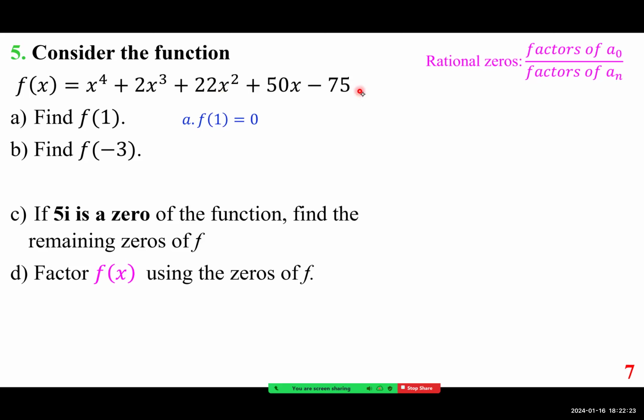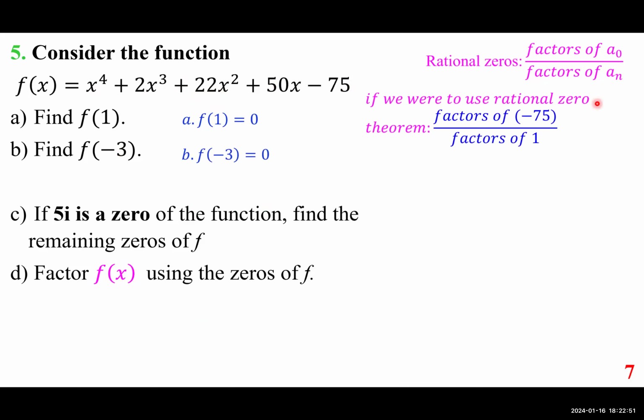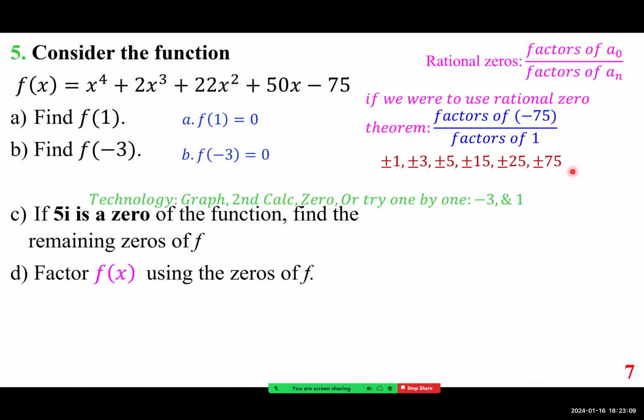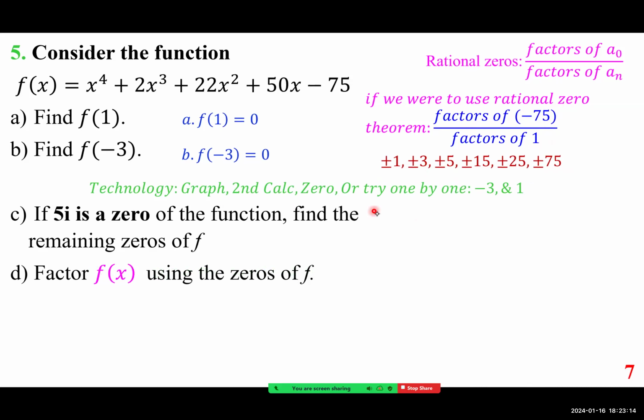If you plug in -3, and I leave it for you to evaluate that, you also get a 0, which means 1 is a 0 of this function, or this function is divisible by x minus 1. -3 is a 0 of this function, and therefore x plus 3 is a factor of this function. So if we were to use rational zeros, we would get factors of this over factors of the leading coefficient, which was plus or minus 1. And all you have to do is write factors of 75 or -75, which are plus or minus 1, 3, 5, 15, 25, 75. So if you were to use technology, you can graph, second calc 0, or try 1 by 1, and you get -3 and 1. And you can see this part if you go to the last module in Canvas. I have the information for technology, for the TI calculator.